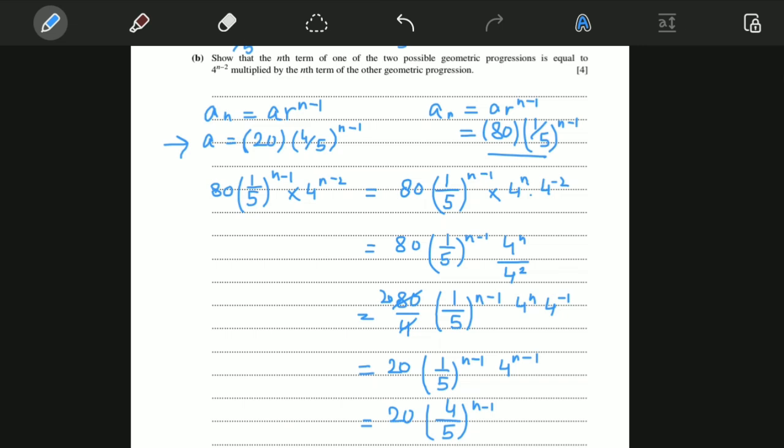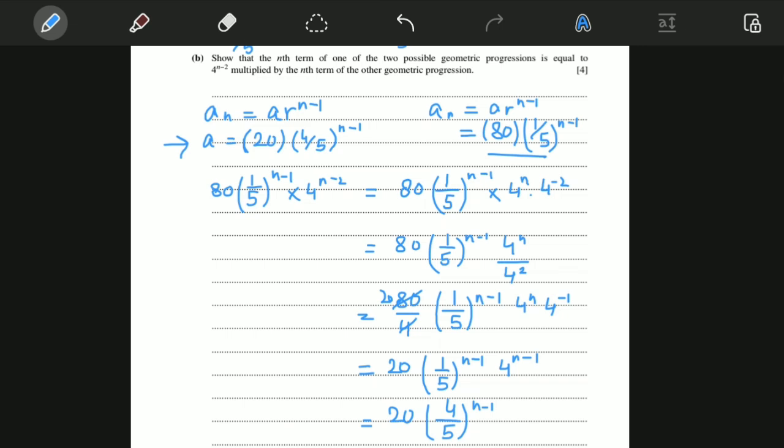This way it comes correct, but even if you have started the other way, you'll find that it is not working, so you'll come back to this way. You'll get that the two terms will be equal in this way, like one of the terms multiplied by 4n minus 2. So this is how it will get proved.